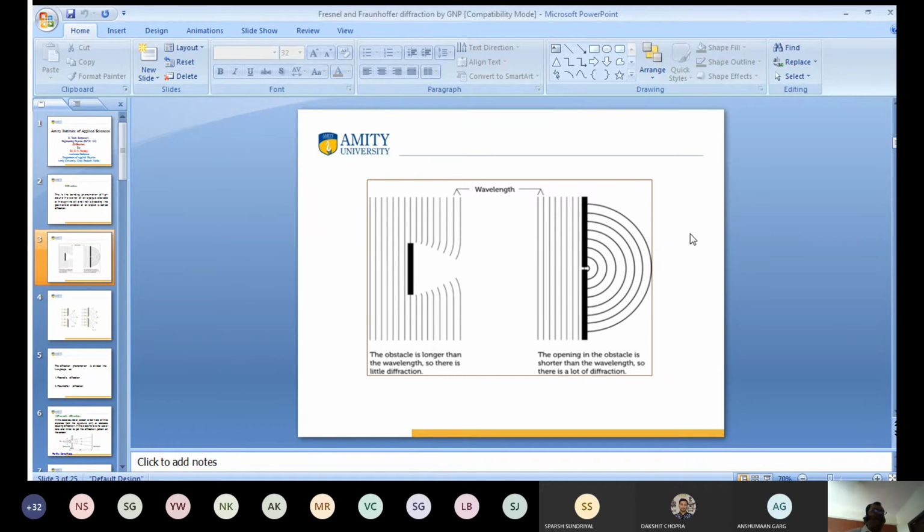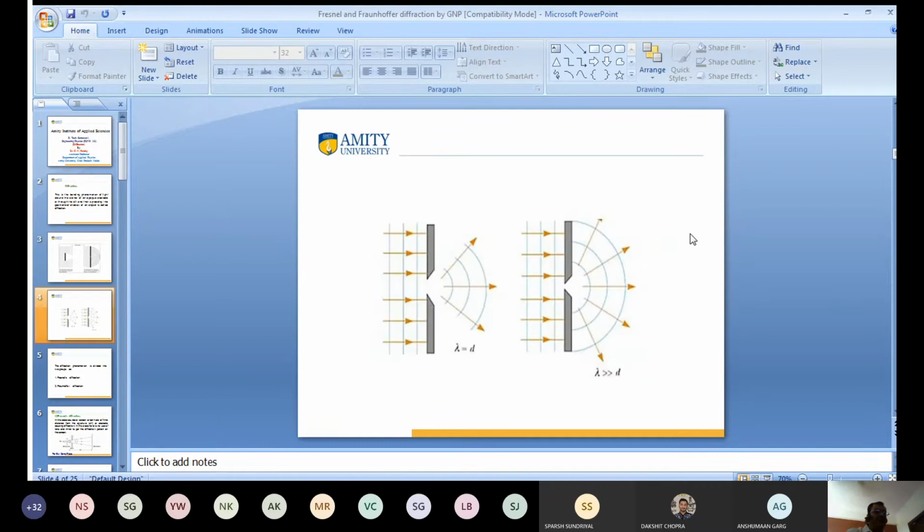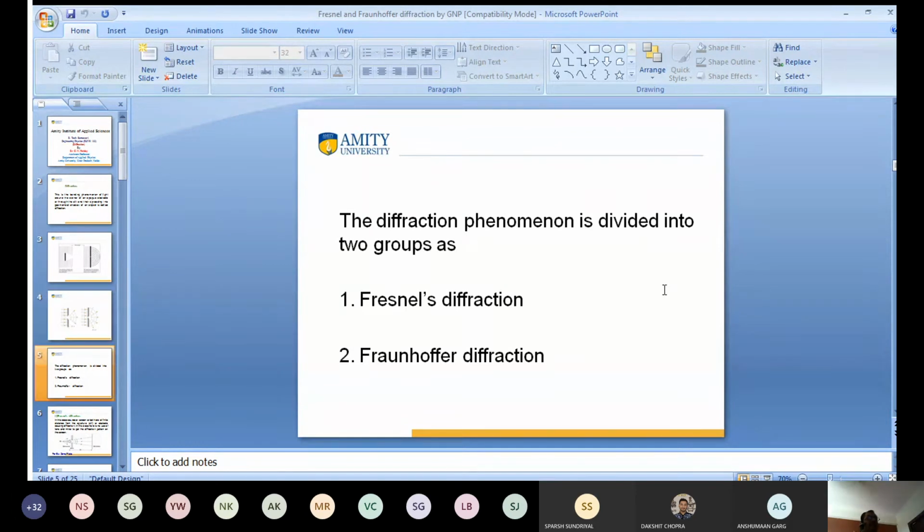Diffraction means when light passes from any obstacle or slit, the bending of light takes place around the corner. This phenomenon of light is known as diffraction. On the basis of this phenomenon, diffraction is divided into two parts. The first one is known as Fresnel diffraction, and the second is known as Fraunhofer diffraction.